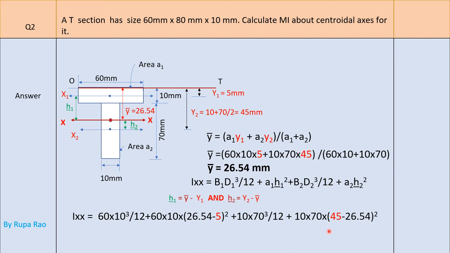h2 will be now y2, this is 45, so y2 minus y bar from here 26.54, put it in the bracket because it is h2 square, put it in the bracket and square it. So this is how we substitute the values in this equation Ixx. And now take the calculators in your hand and start doing the calculation.